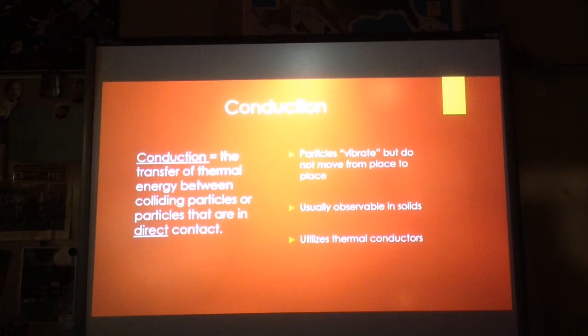It is usually observable in solids. That does not mean that it cannot happen in gases or liquids. And it utilizes thermal conductors. Thermal conductors, we'll talk about those a little bit later on. Some things are better for conducting heat than others.